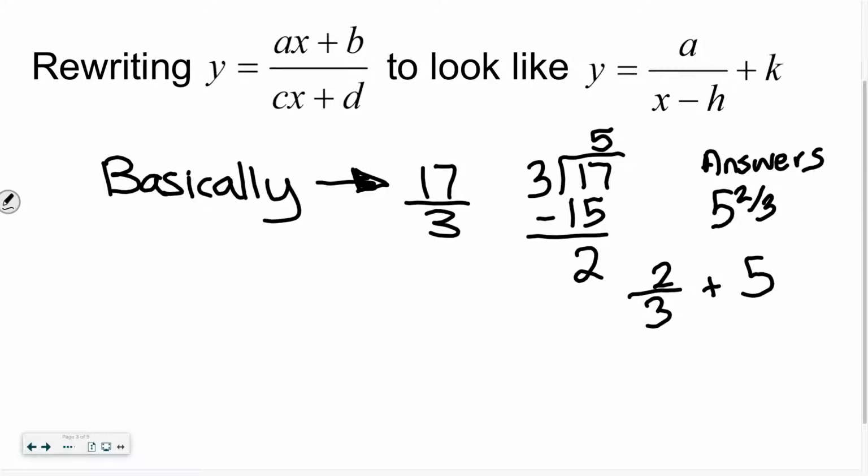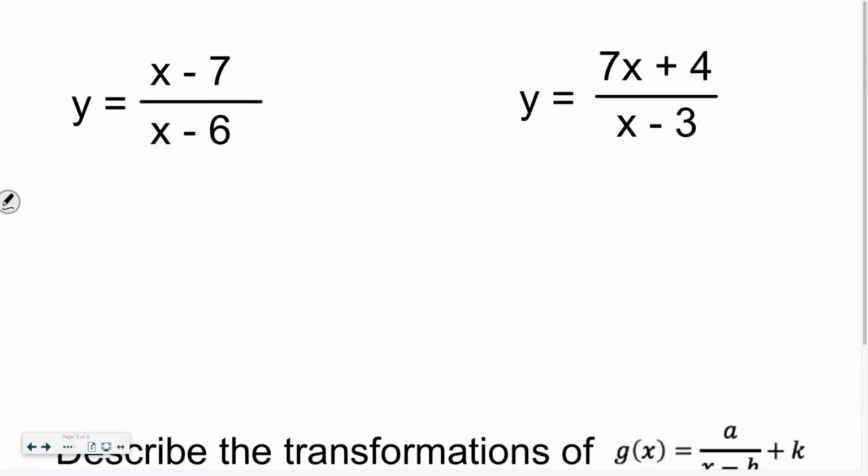I know. I'm going. But do you agree that 5 2/3 and 2/3 plus 5 are really the same thing? Yes. Of course, this is how we write it, so it's a mixed number, but today we're going to have some x's in there. So we're going to write it like this so that it looks like a over x minus h plus k. Okay, so let's see what that looks like. We're going to do the one on the left first. Y equals x minus 7 over x minus 6.